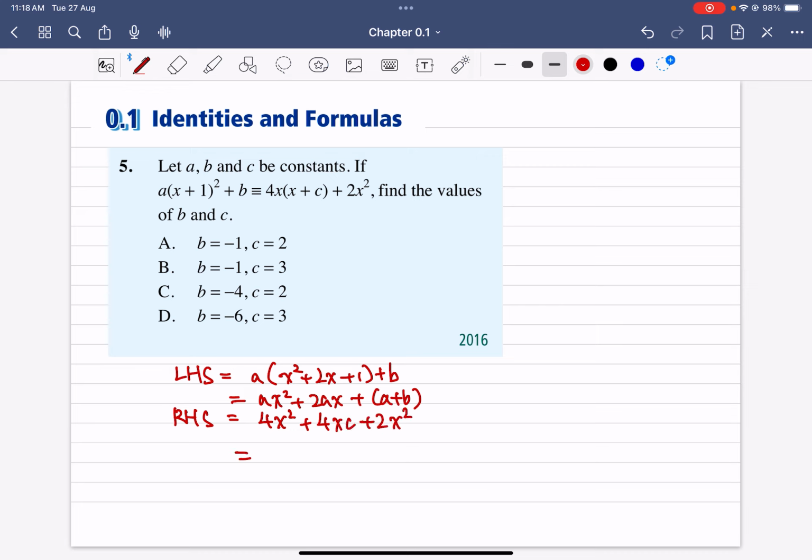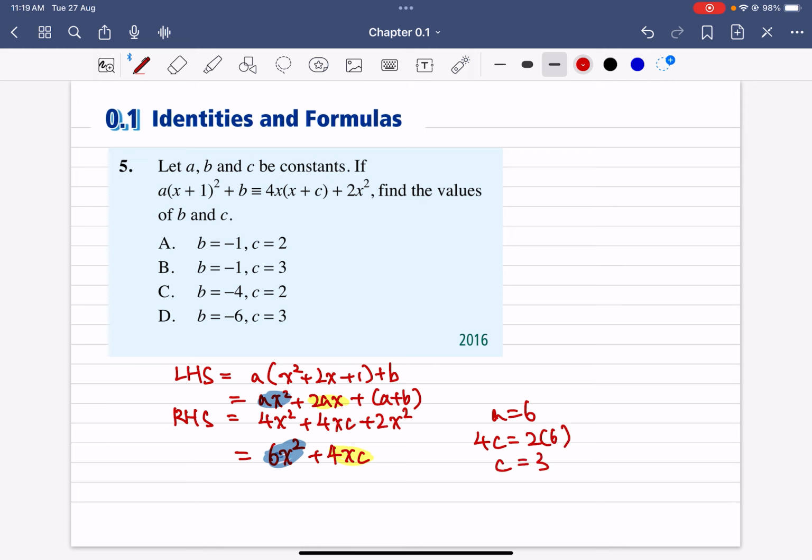So simply you try to reorder, and actually it's the descending power of x. So you have the x squared first, which is 6x squared, and then plus 4xc, and you don't have the constant term. So what does it mean? That means when you compare the first coefficient, ax squared and 6x squared, you know that a equals 6. And at the next term, you can compare 2ax and 4cx. So 4c equals 2a, so 2 times 6. So c actually is 3.